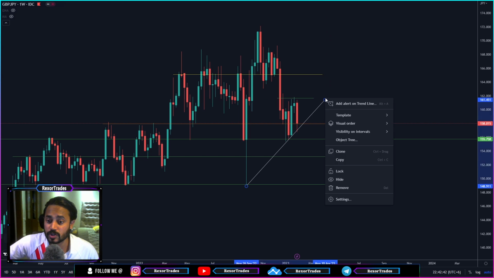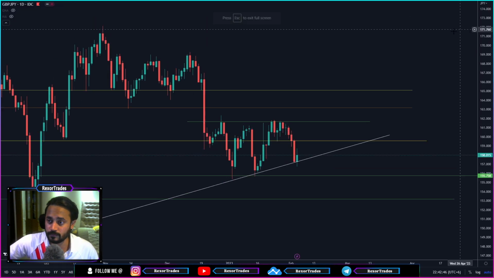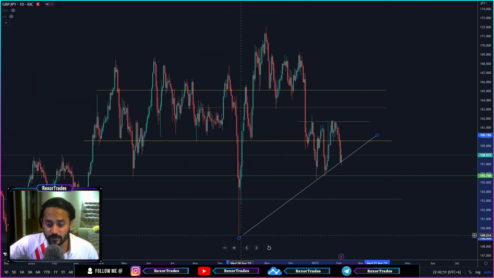Now if you get even shorter time frame like a daily time frame, then we can see this beautiful uptrend line that GBPJPY is currently moving in respect to. As you can see, it is still looking like GBPJPY is still respecting this uptrend line over here since we don't have a breakout of this uptrend line.